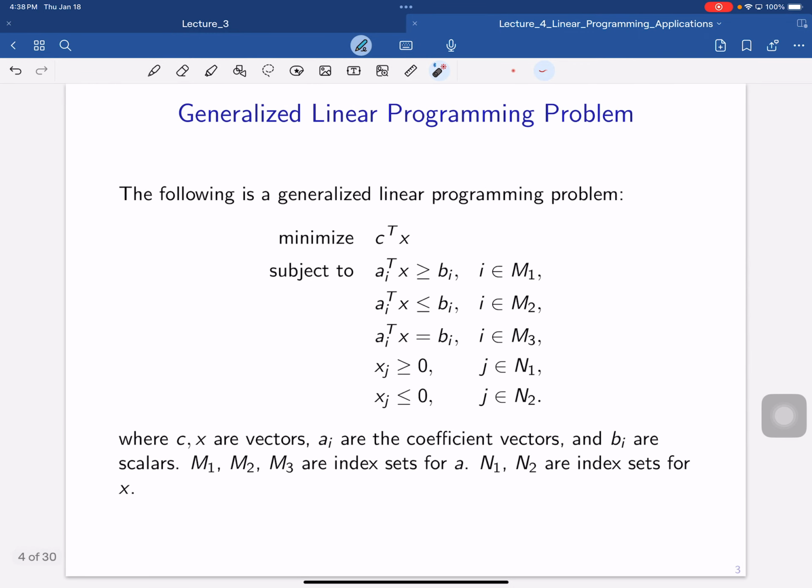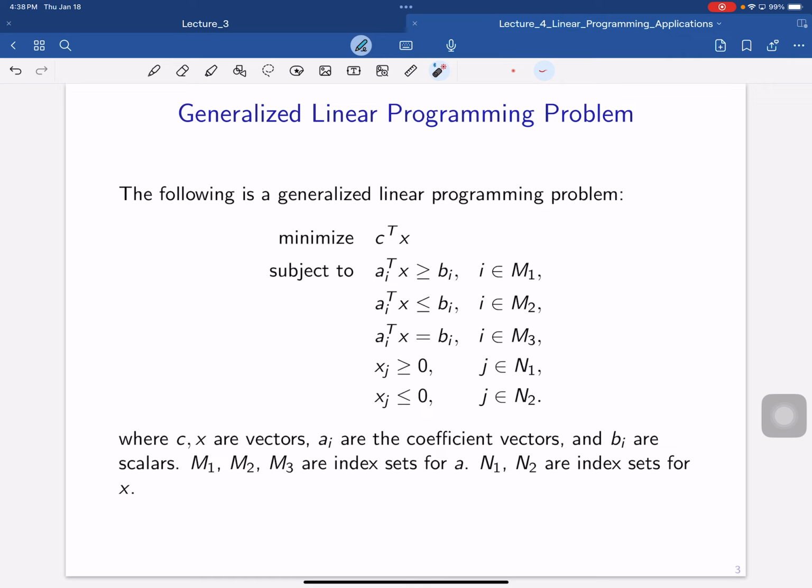Okay. So if we write it in a very generic form, this is a generalized linear programming problem. Let's say we have a decision variable x in R^n. Then the objective is to minimize c transpose x. You can also do maximization, just change the sign to a negative sign and so forth. And subject to constraints. Here we are writing the constraints in 5 different classes.